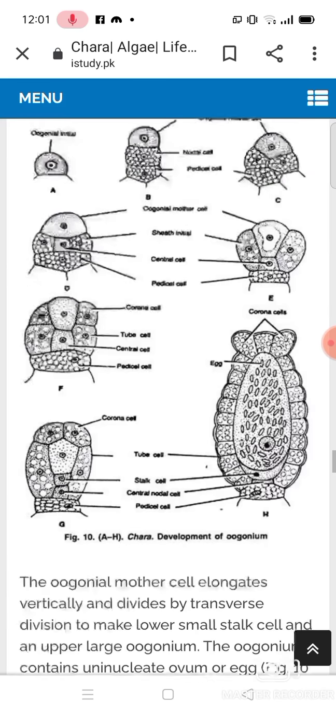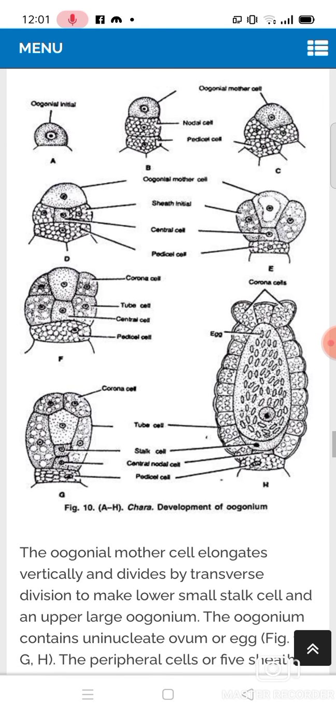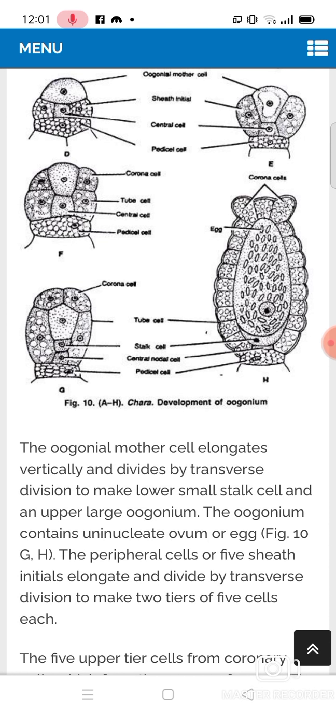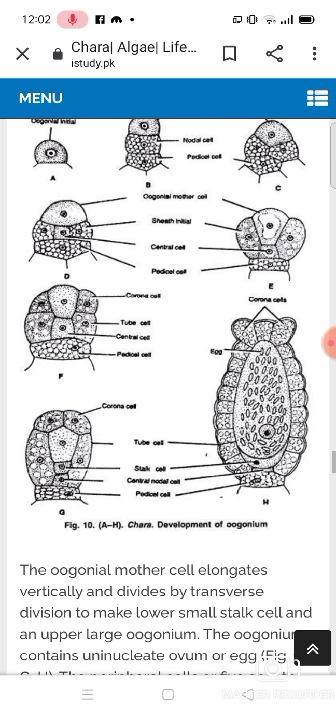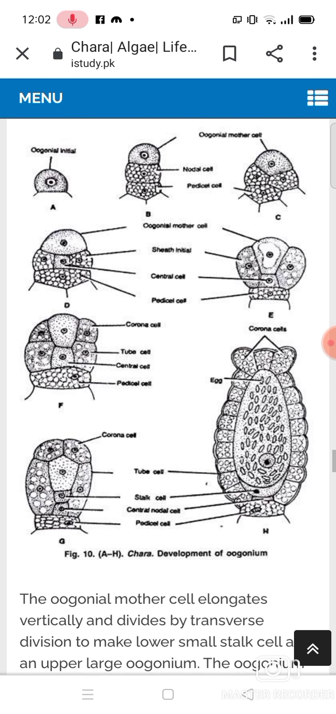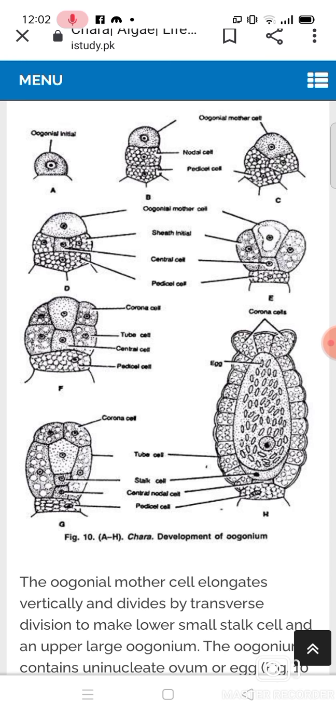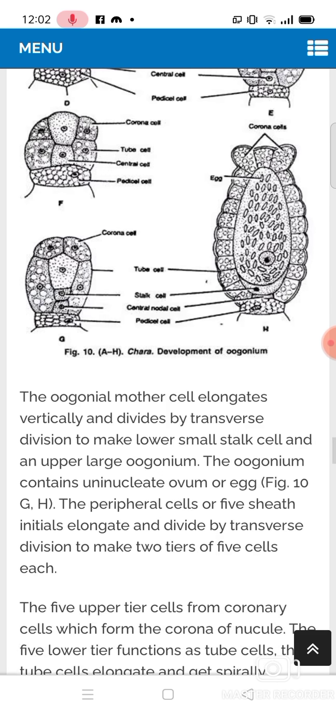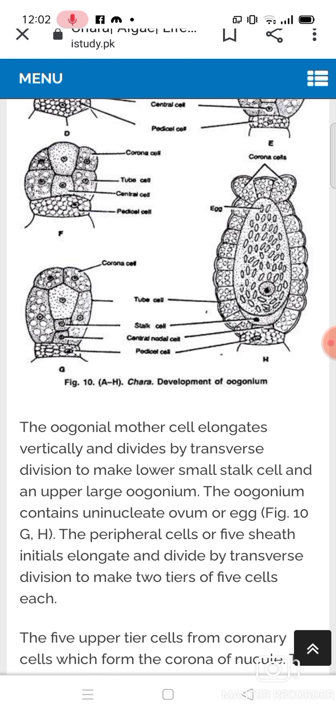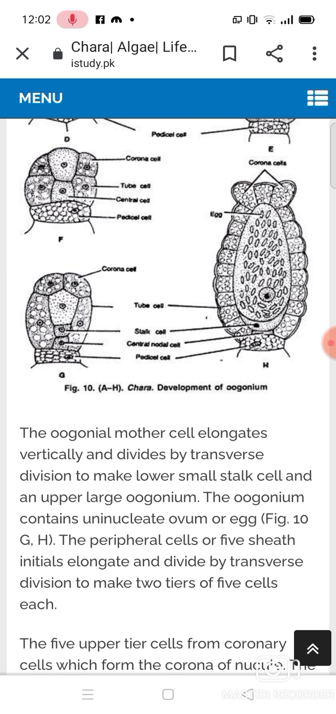The oogonial mother cell means the uppermost cell. It will further divide, elongate vertically and divide by transverse division to make the lower small stalk cell and an upper large oogonium. So the oogonium contains a uninucleate ovum or egg. In figure 10 G or H, you can see the oogonium. It contains the egg or ovum.